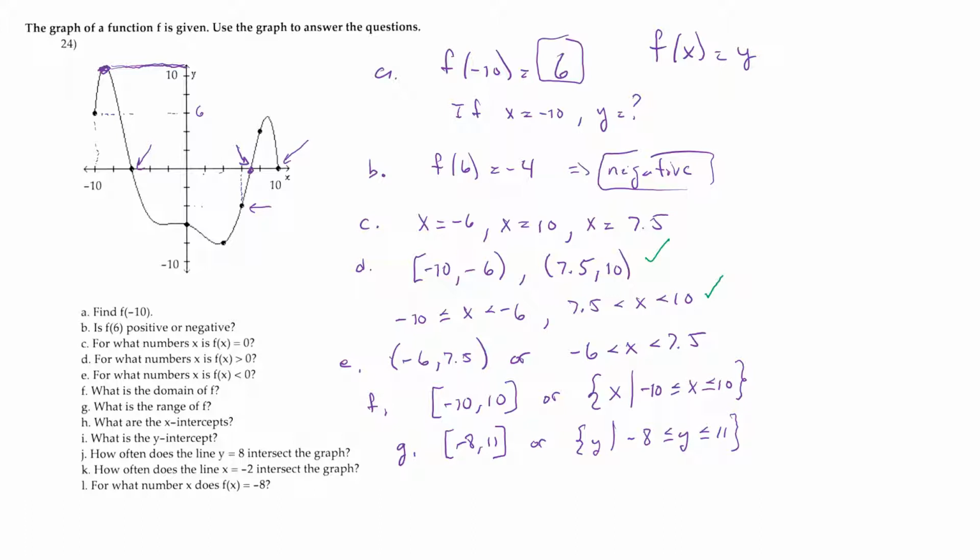What are the x-intercepts? We have an x-intercept at negative 6, 0, and we have an x-intercept at 7.5, 0, and finally 10, 0. What is the y-intercept? The y-intercept looks like it's at 0, negative 6.